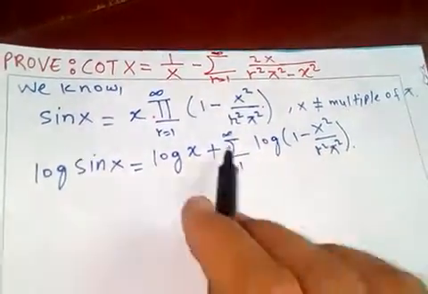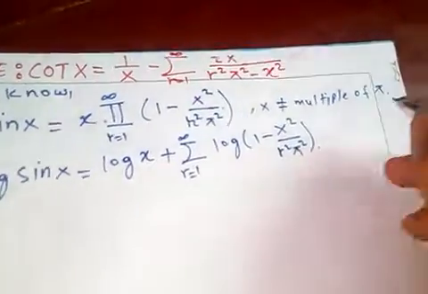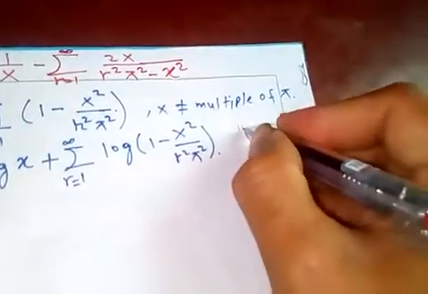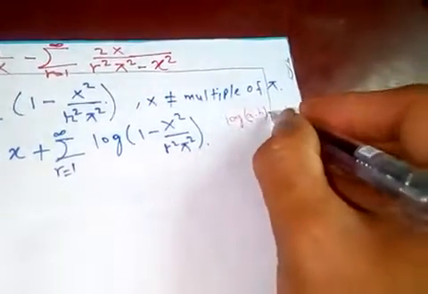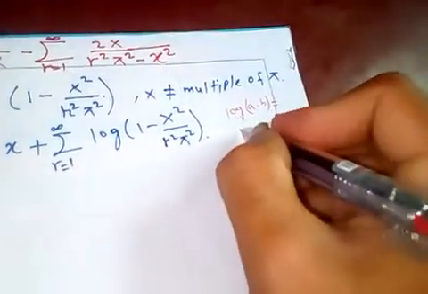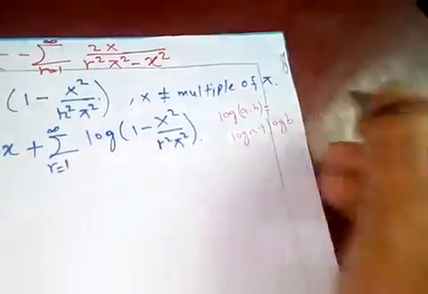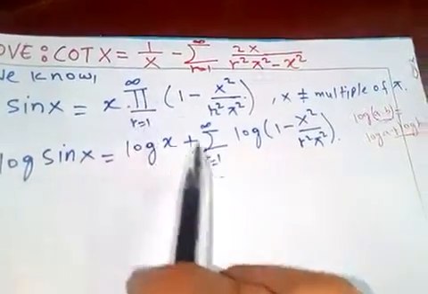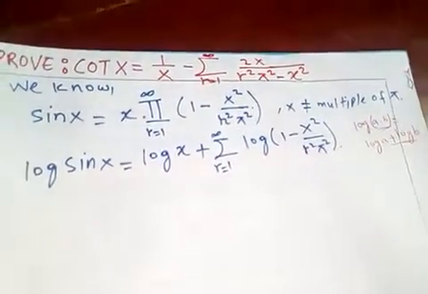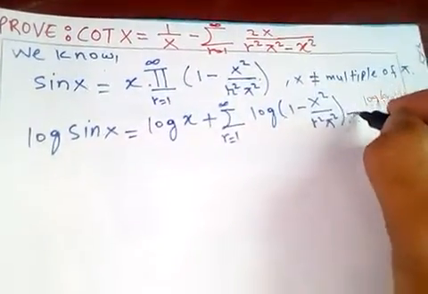You may wonder why this product changes to a summation. It is because of the log property: log of AB, which is a product, will be log A plus log B. That means this product changes to a summation. Let's call this equation 1.